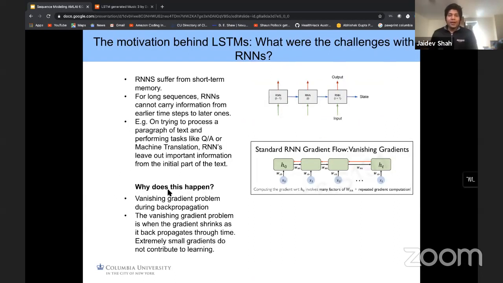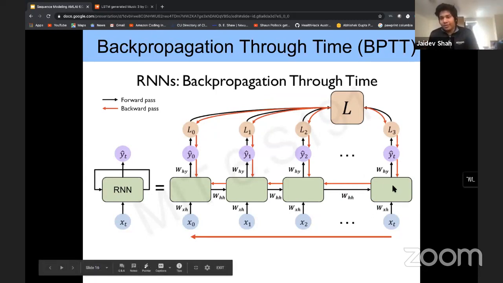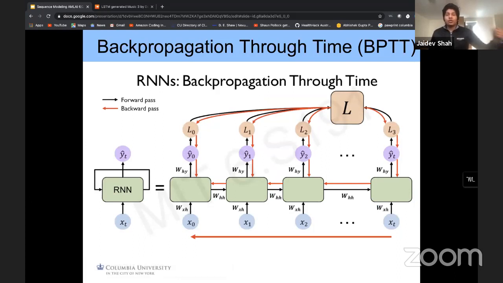So that is the motivation behind LSTMs. The issue with RNNs is the fact that they are not able to encode long-range dependencies. For a current time step, it is not able to take into consideration what it saw 15, 20 time steps ago. And this, in many cases, is very important.